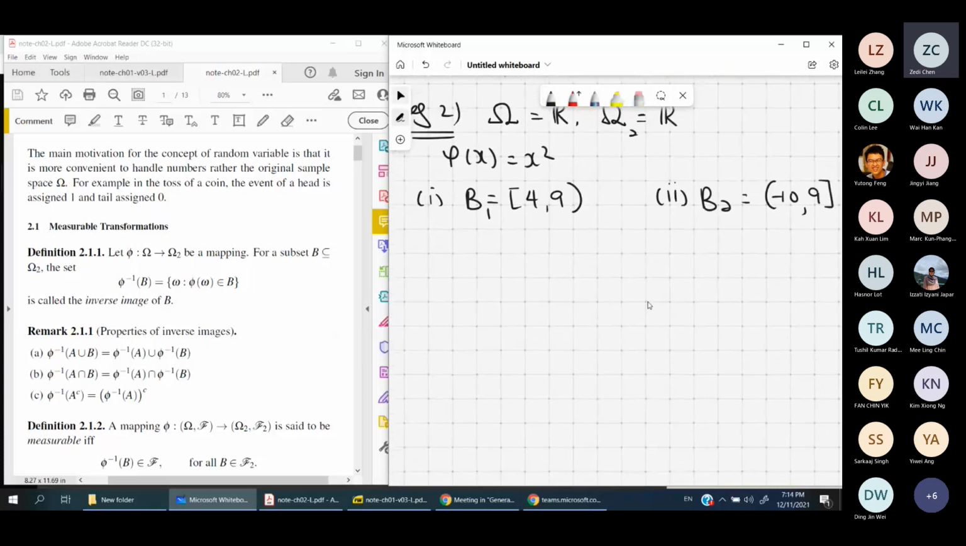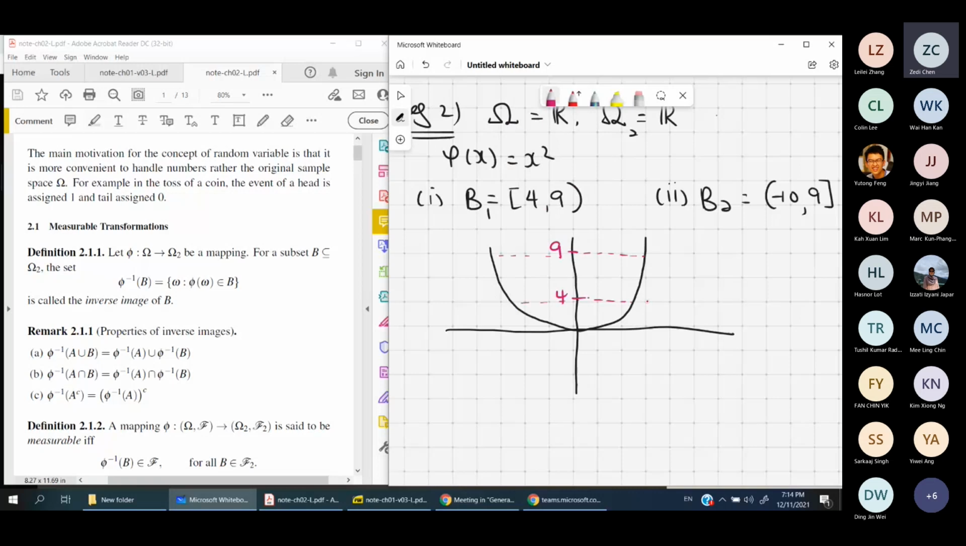So again, this is actually a question in calculus. So let's look at the graph. It can be quite easy. So this is a graph, right? φ(x) is equal to x squared. So B1 is 4 to 9. This is in the range, so that means we are actually looking at the range over here. So that is, we look at 9 to 4. Okay, so we go back here.